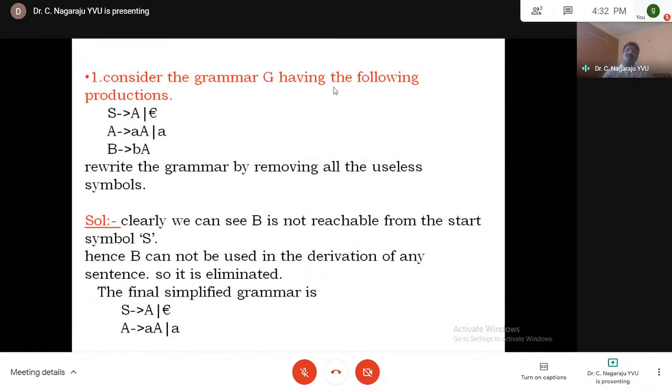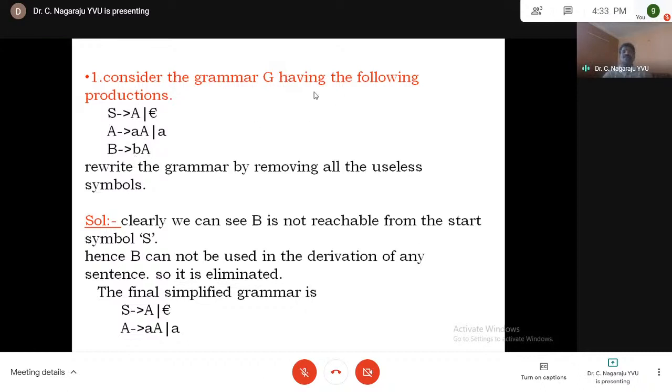Consider the grammar having the following productions. Rewrite the grammar by removing all useless symbols. You can think that these are taken from a previous GATE question paper. Just see that. Consider the grammar G having the following productions. S can have the form of A or alpha, A or epsilon. A can have the form of A, small a, capital A, or A. B can have the form of B or A.